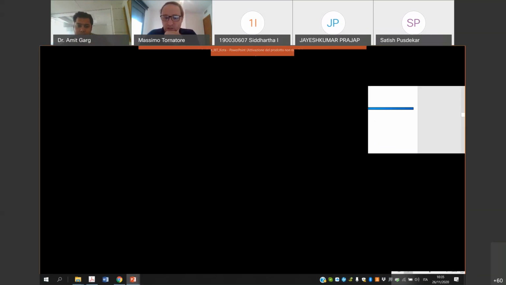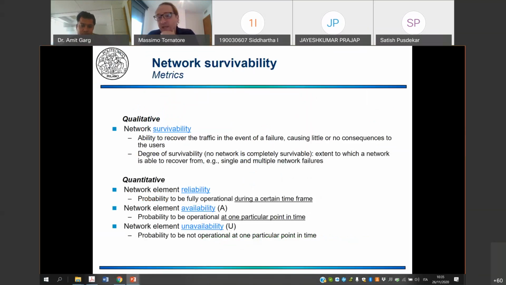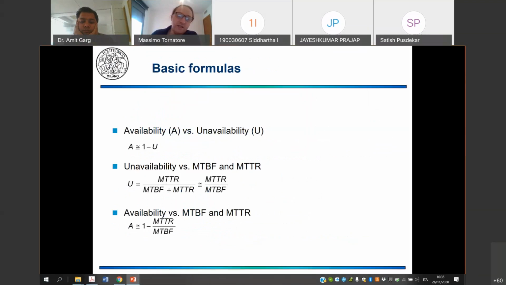So the main metric to evaluate the quality of the protection provided by the operator is really the network availability, which can be easily calculated as 1 minus the mean time to repair divided by the mean time between failure. I'm not getting too much into the details of the meaning of mean time to repair and mean time between failure. I'm assuming that you know these things, but you can easily look it up online.